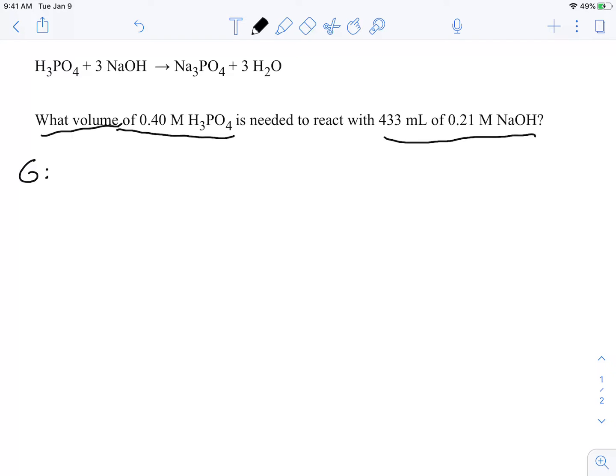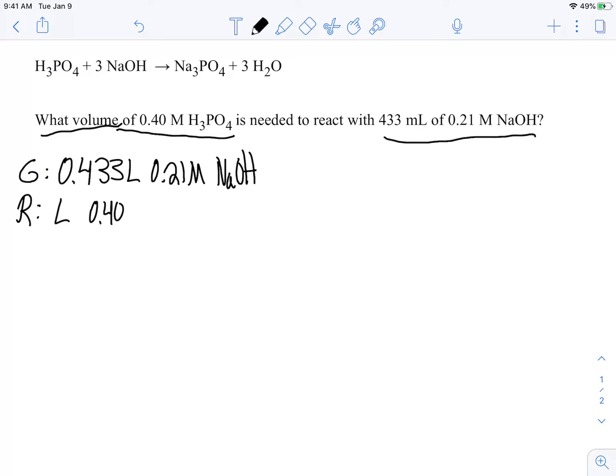I'm going to convert that right away into liters. Notice I did include the molarity along with it. Required is going to be liters of 0.40 molar H3PO4. Notice in these cases I'm including the molarities in both. The required said what volume. How did I know to pick liters and not milliliters? We're always going to pick liters unless told otherwise.